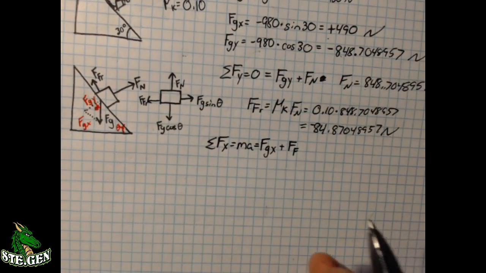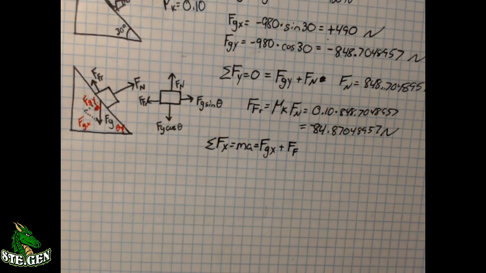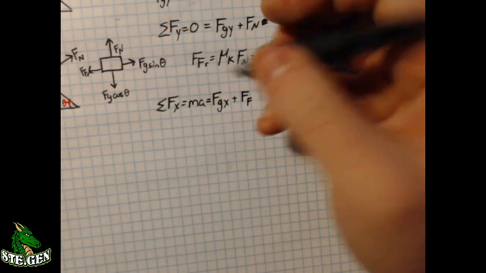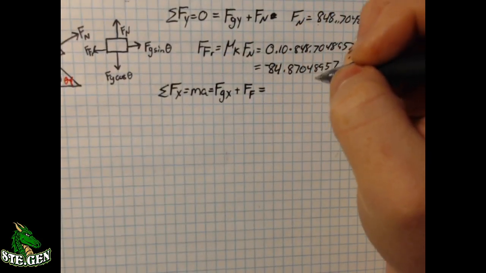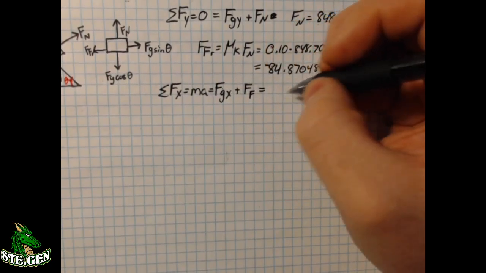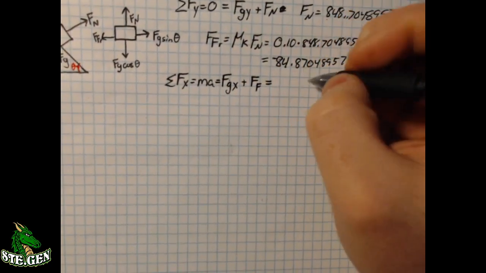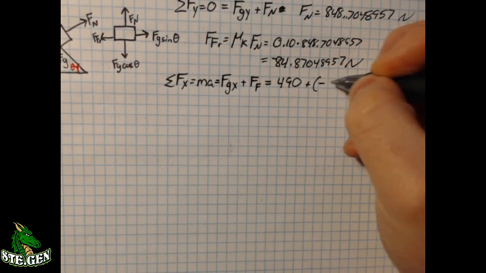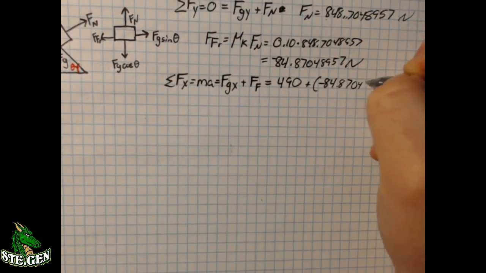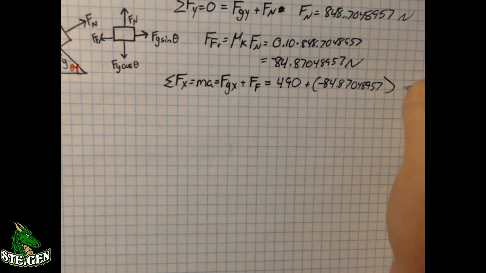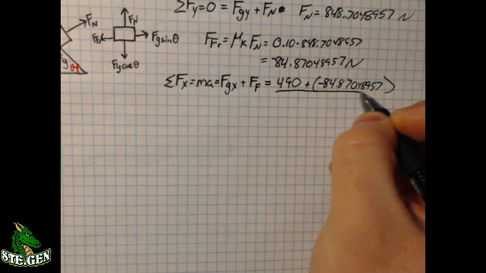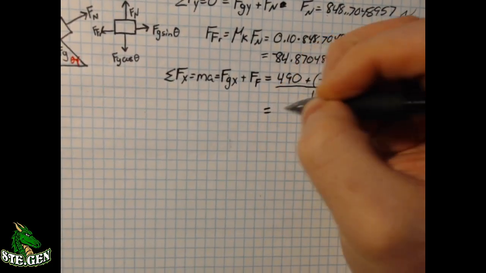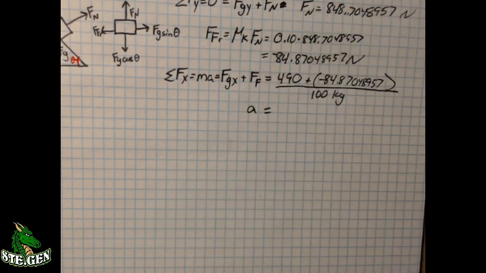Now friction is going to be negative, and our gravity is going to be pulling us down, which in this case is actually angled this way, which means it's going to be in our positive direction. So we're going to put equals, and then force of gravity in the x direction is right here. We've got our 490, plus our negative 84.8704897. Then we divide that by the mass, which we said our skier has a mass of 100 kilograms.